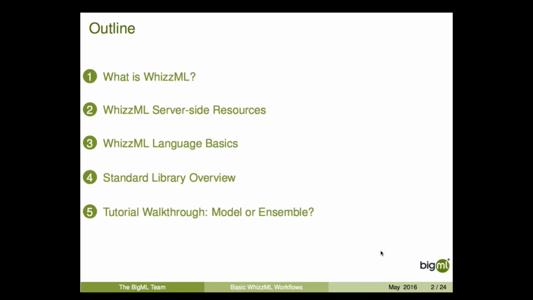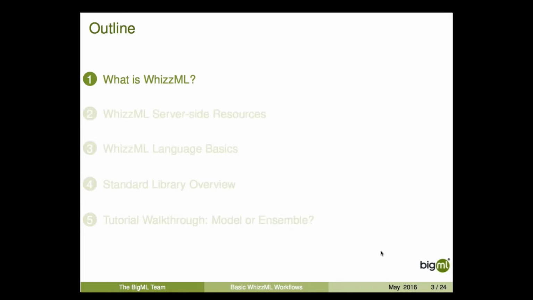In the first part, we'll review again from the previous session what exactly WhizzML is. And then in the second part, we'll mention how you create and manipulate server-side resources with WhizzML and the sorts of resources that you can create. Then we'll start to dive into the language, get into specifics, show you what code in WhizzML looks like, and some of the things you can do in WhizzML. We'll talk a little bit about the standard library of functions that we provide with WhizzML. And then finally, we'll go through a little tutorial that tells you in a principled way how to select if you want to model your data set as a single decision tree or as an ensemble of decision trees.